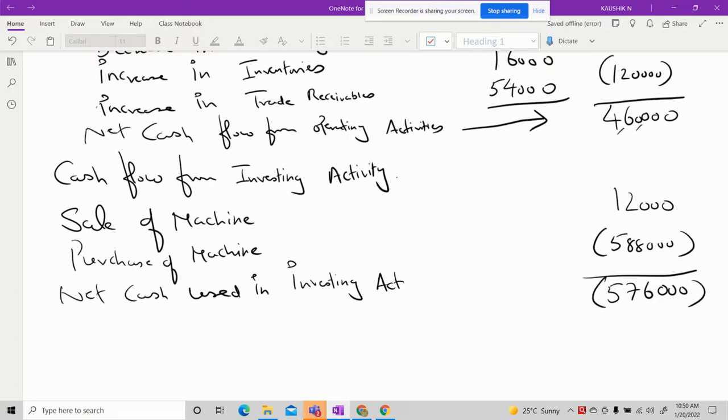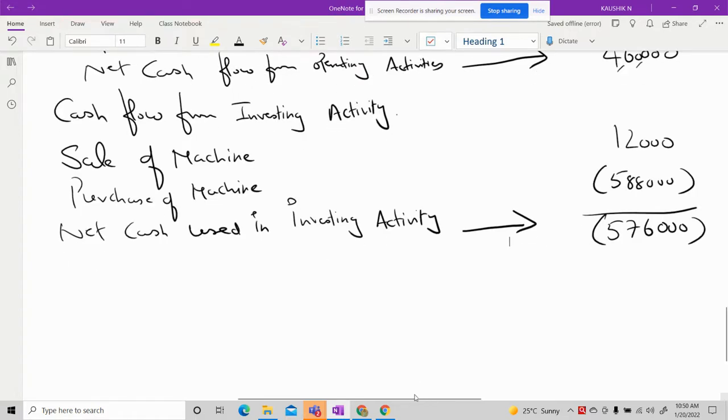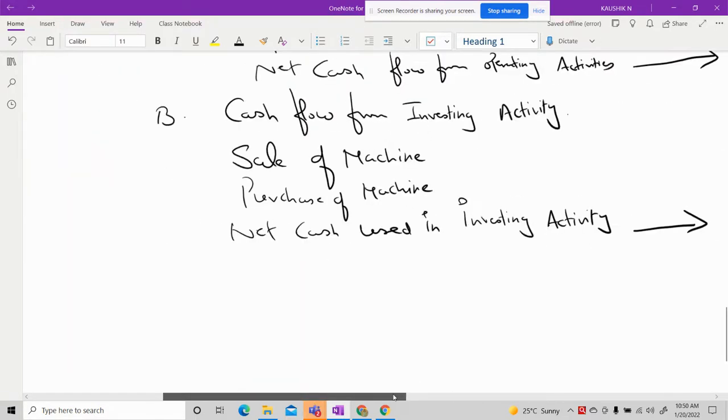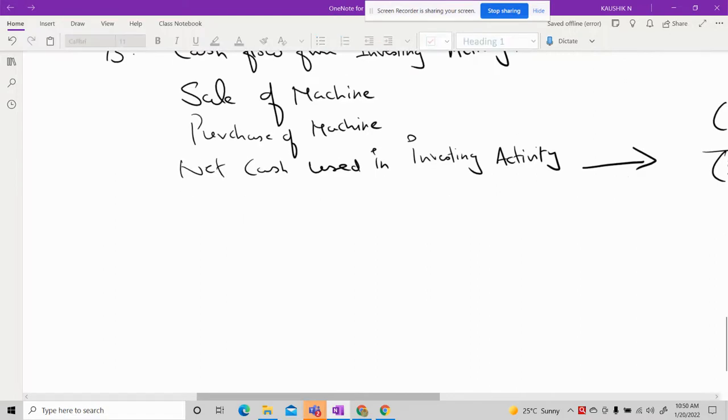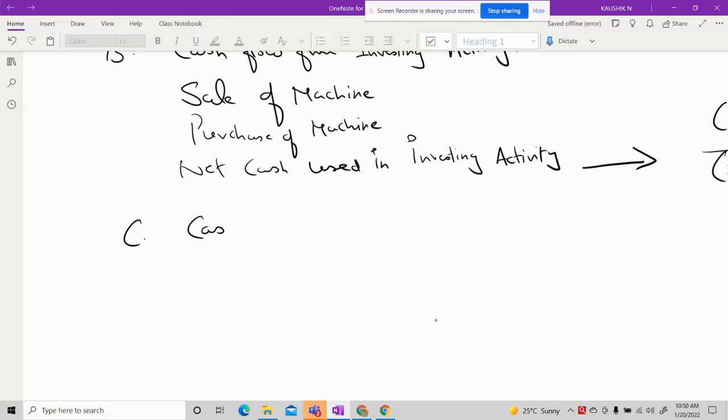Okay, net cash used in investing activity. I don't think you have any doubt until this stage. Now we are going to the third stage, that is C, which you have to write down as cash flow from financing activity, right? Under this, we are going to bring out the borrowings we have done and the shares we have issued. There are only those two items, right?